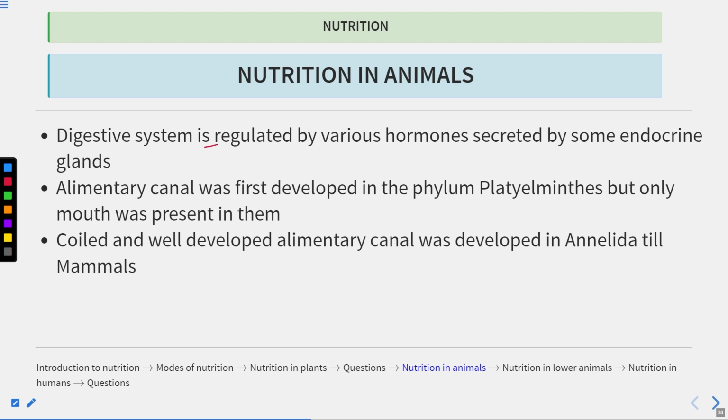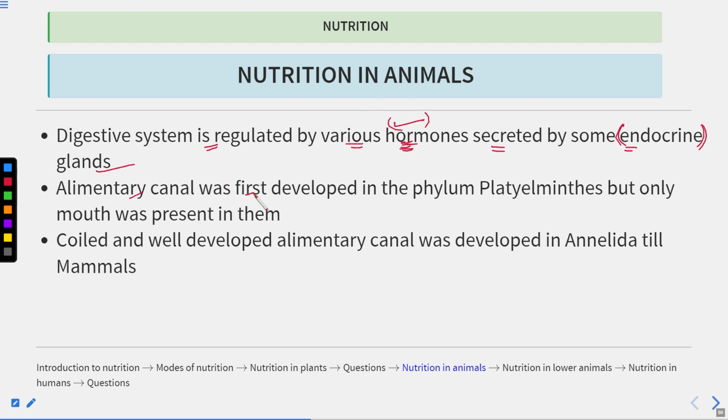Now, the digestive system is regulated by various hormones secreted by some endocrine glands. There are specific kinds of glands present in the human body, or in living organisms, that are known as endocrine glands, and they secrete various hormones. Why are they known as endocrine glands? Because they directly secrete the hormones into the blood. That's why they are known as endocrine glands. They secrete a lot of hormones, and these hormones help in the regulation of digestion.